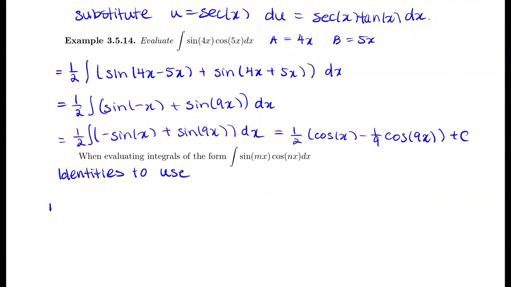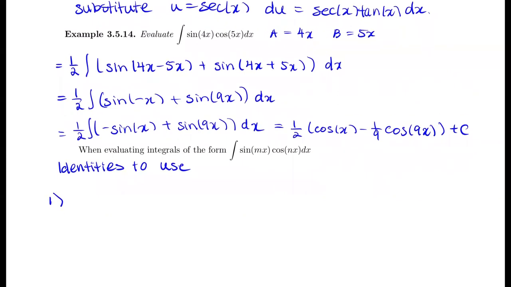So for the first one, we would actually be using this formula. If we have sine A multiplied by cos of B, so that's the one that we had a look at, this is also going to be equal to a half of sine of A minus B plus sine of A plus B.